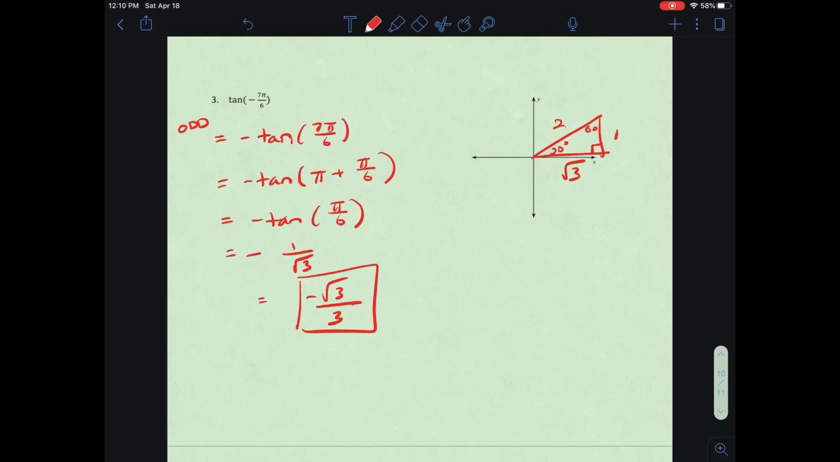So make sure you understand these even and odd properties and how we can use them to evaluate trig functions. Review this material before you look at the next video.